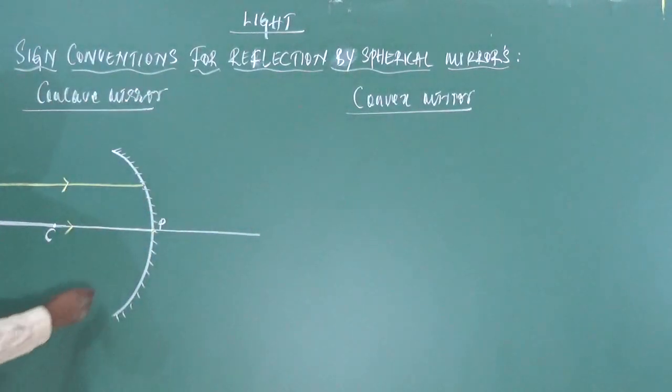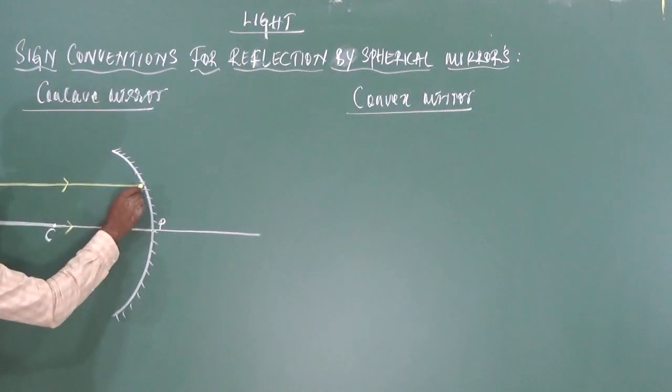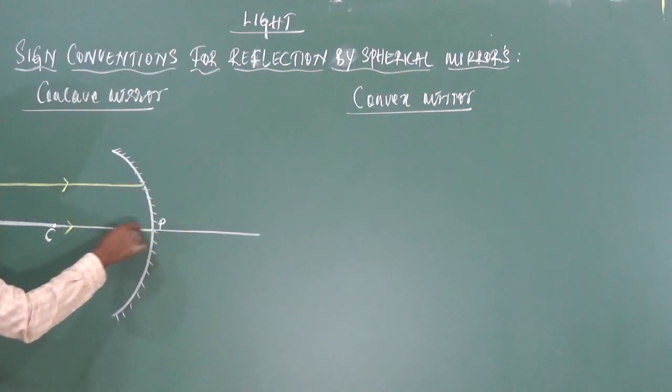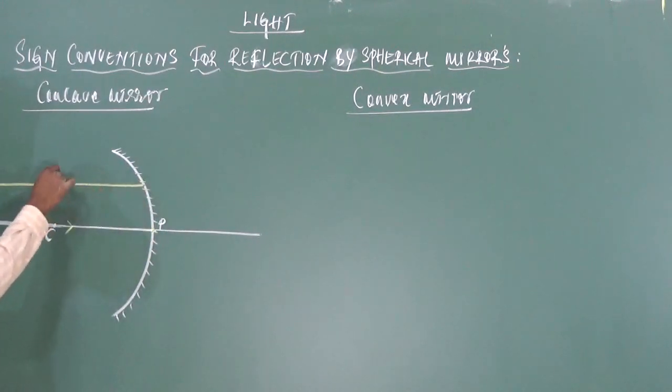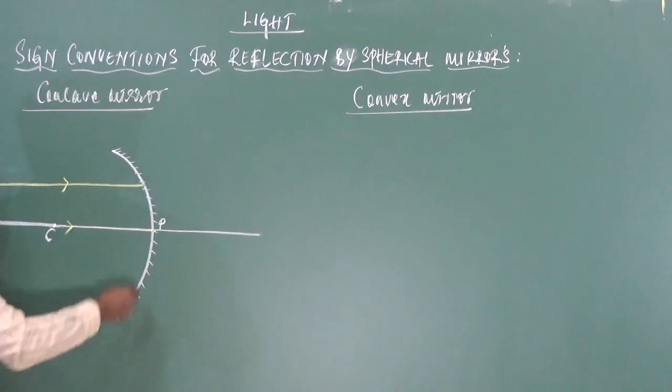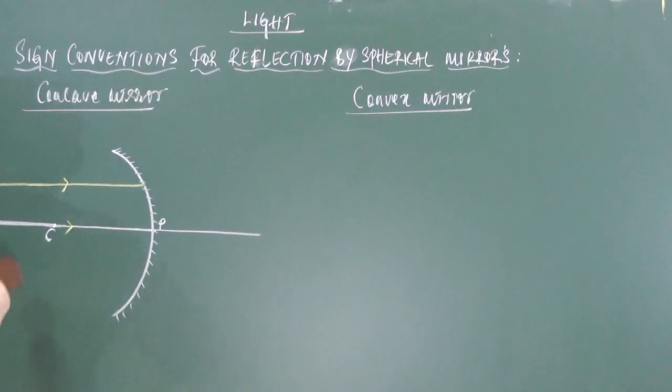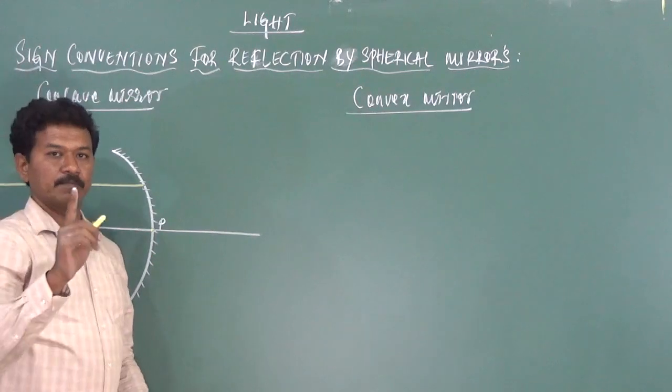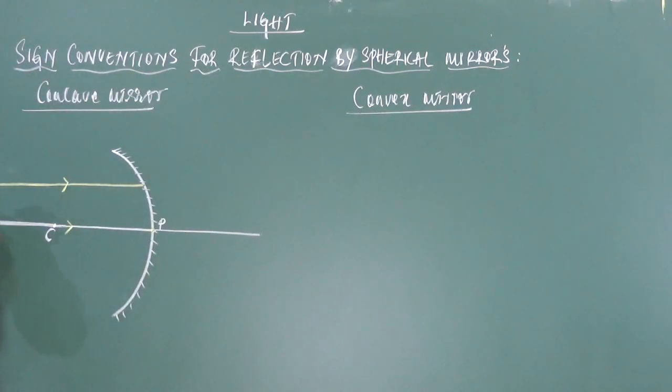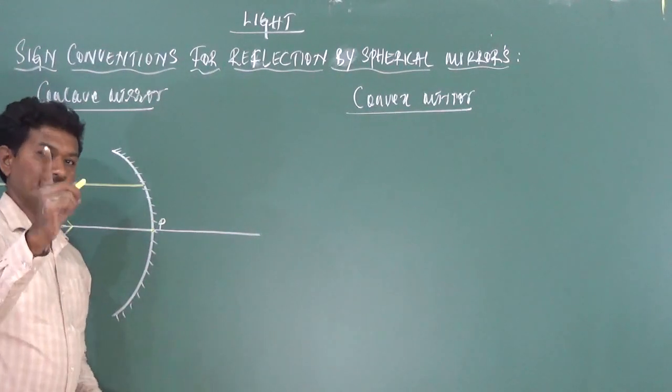So remember this. You are measuring from the pole of the mirror, in this direction, but the incident light rays are moving towards the mirror in this direction. As your measurement is opposite to the direction of the incident light rays, the object distance here becomes negative. Keep this in your mind, it's very, very important. Please remember, in case of a concave mirror, object distance is negative.